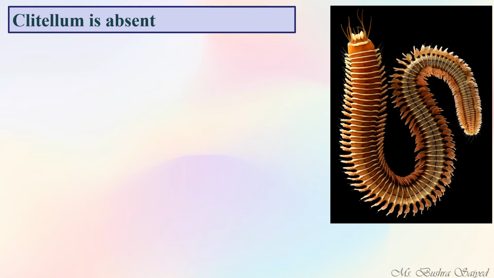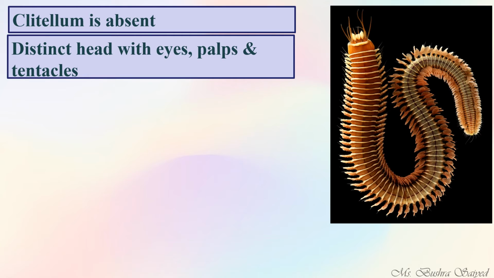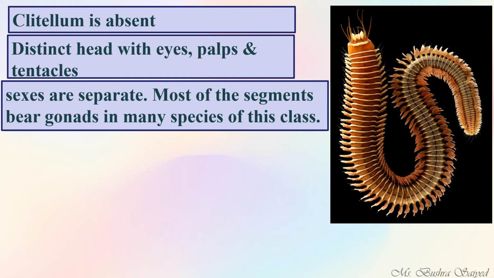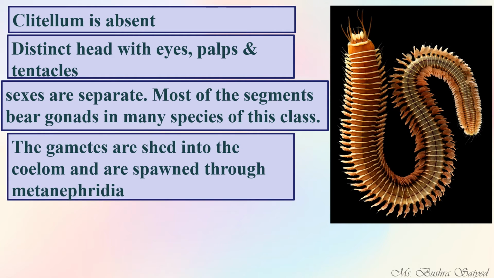Clitellum is absent. Clitellum is where, after copulation, the fertilized eggs are stored, but it is absent in these polychaetes. They have a distinct head with eyes, palps, and tentacles. Sexes are separate. Male and female will be different. They will be unisexual. Most of the segments bear gonads in many species of this class, so almost all the segments of the body will have gonads in them.